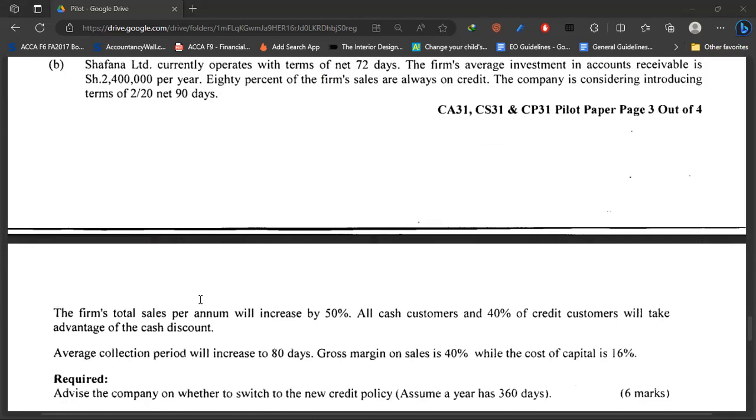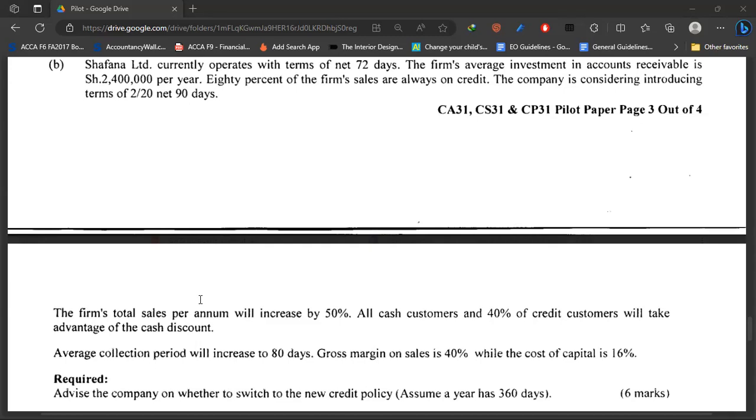Shafana Limited currently operates with terms of net 72 days. The firm's average investment in accounts receivable is 2.4 million shillings per year. 80% of the firm's sales are always on credit. The company is considering introducing terms of 2/20, net 90 days. The firm's total sales per annum will increase by 50%. All cash customers and 40% of credit customers will take advantage of the cash discount.